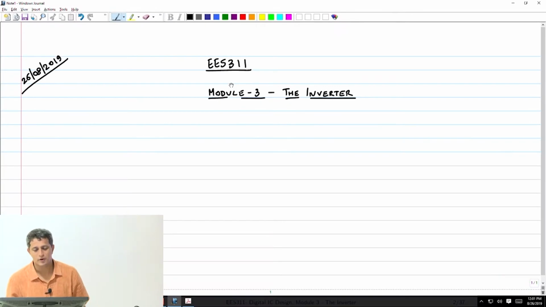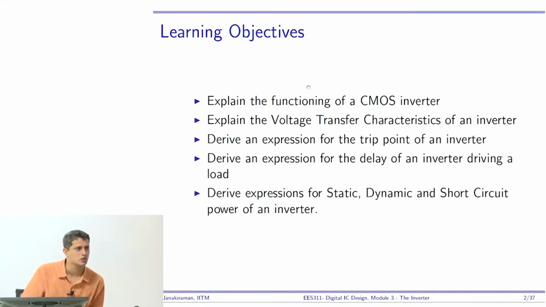So with that we move into module 3, and probably this is one of the most critical modules of this course, because this is where we actually take our learnings from the transistor and apply it to build logic gates. The inverter is studied in reasonable detail in this course, because many of these results can then be carried over to the other logic gates as well, that we will see in module 4. So what are the learning objectives of this module, module 3, the inverter?